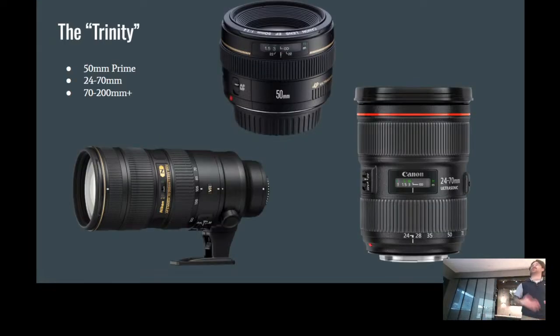We call this the Trinity. You start with a prime lens. Typically a 50 millimeter prime is what you want because it's the exact replica of a human eye and how it views and sees and shoots.